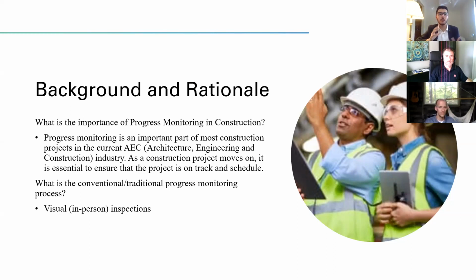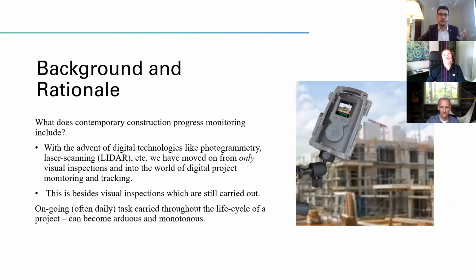So now that we know why progress monitoring is important, what was the conventional or traditional progress monitoring process? Initially, we did progress monitoring through visual inspections. A person would go out on the site and see how things are going. Were the daily tasks that we had to do complete? If not, what can we do to improve them? Basically, a superintendent or a site personnel would go on site and look at how things are happening. And that's how conventionally it was done.